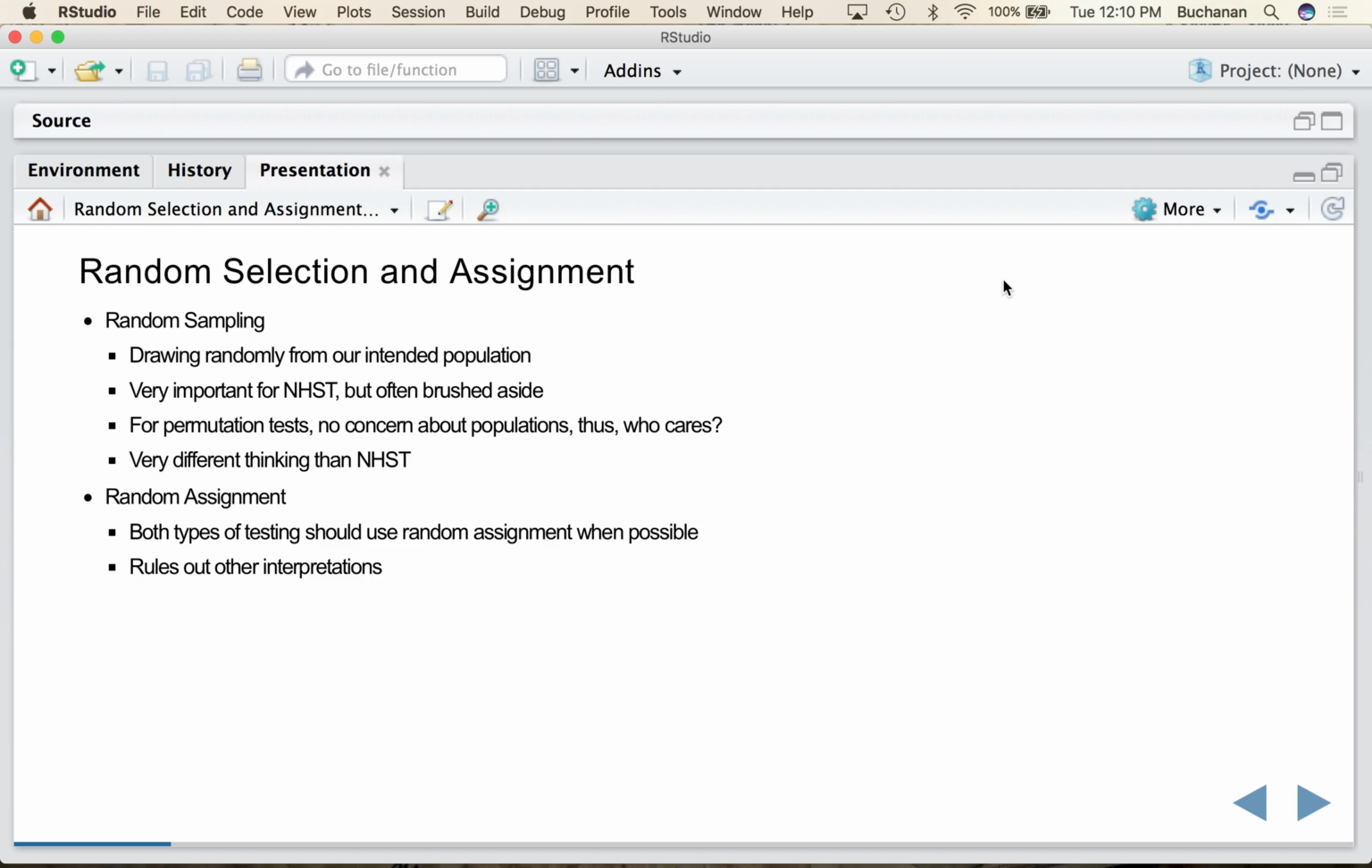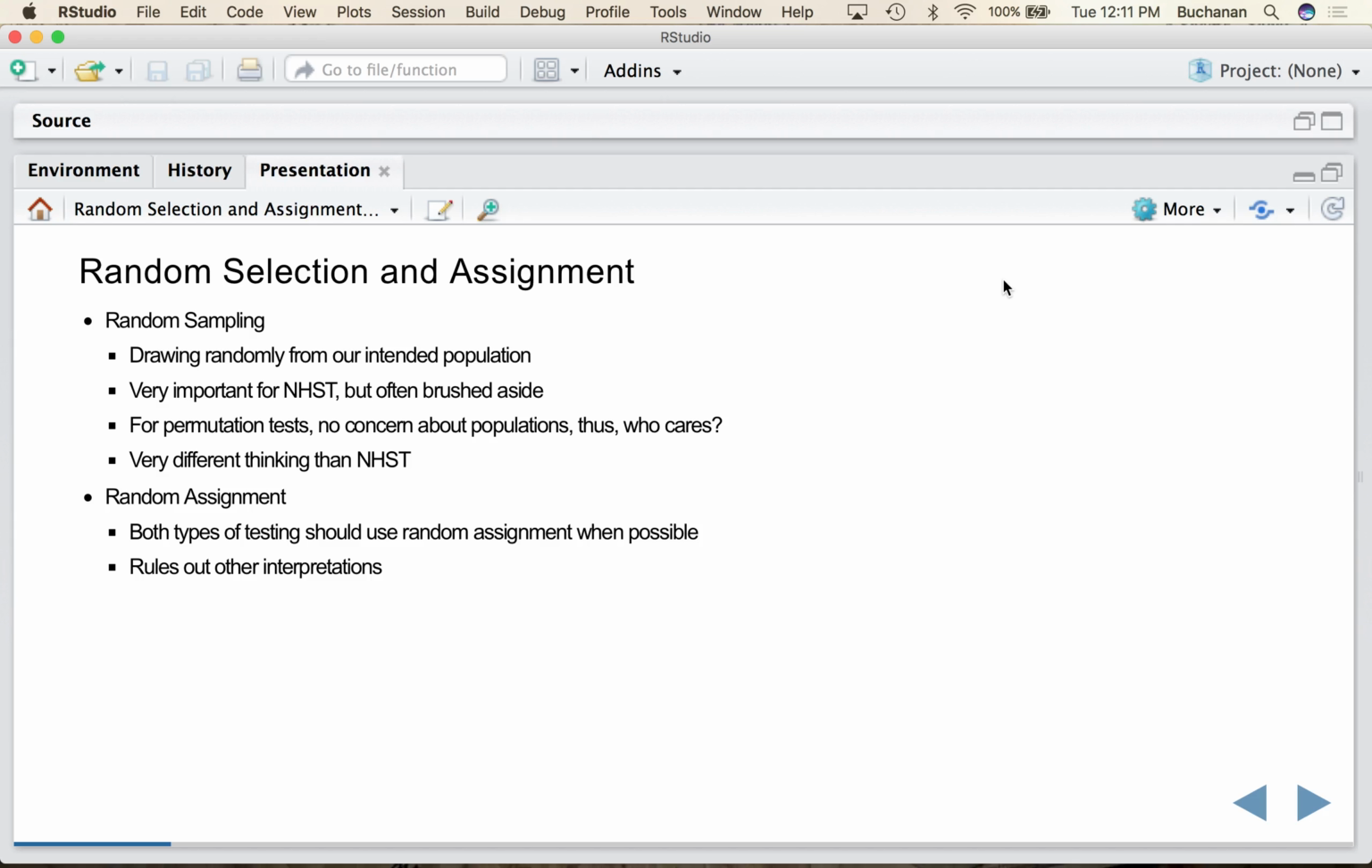And that's very important for null hypothesis testing, but we often brush it aside, because random sampling is generally not possible, too expensive, or just not practical. And so that can actually cause a lot of problems with non-representative samples. But we talk about it and then we go, we can't do much about it.